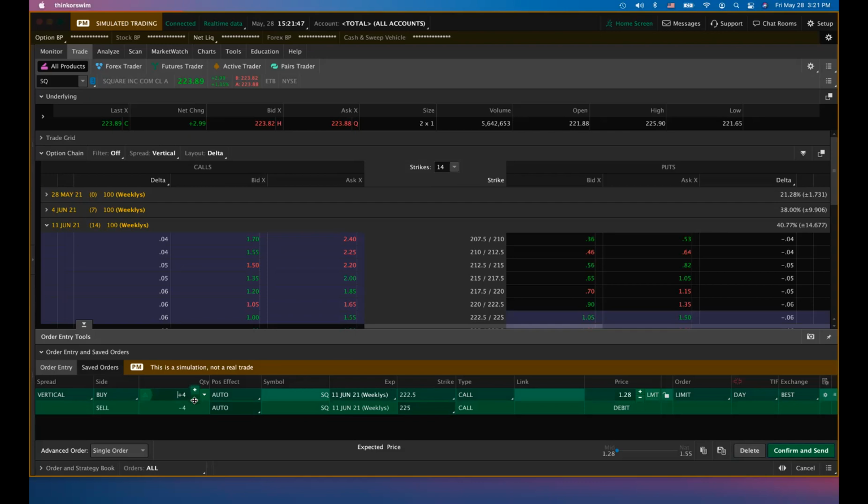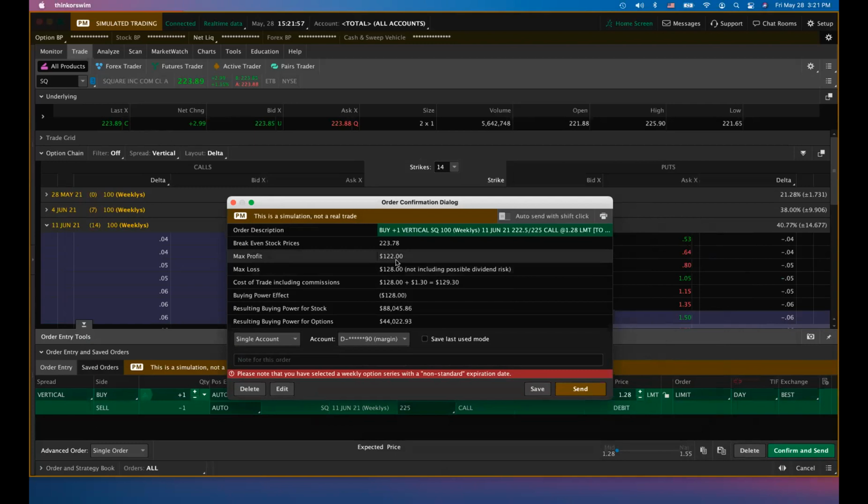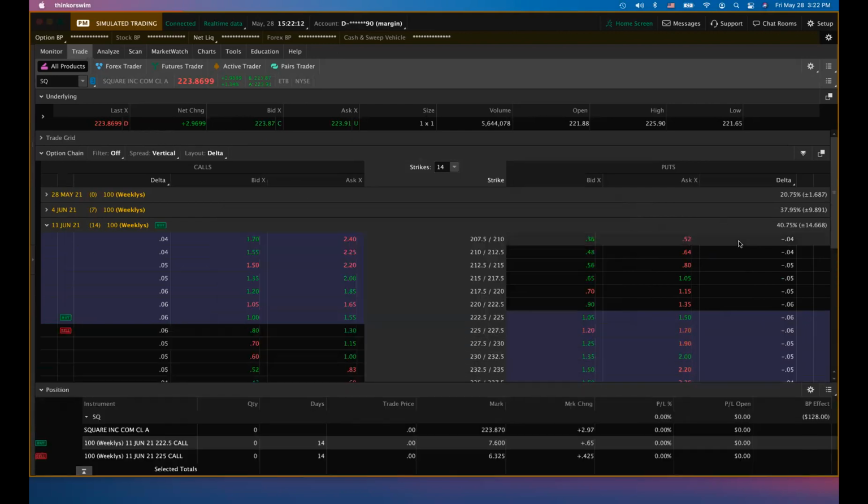Okay, so let's go ahead and just buy one on this one for $1.28, expiring June 21. Confirm and send. Our maximum profit is $122, which is the difference between the width of the spread minus how much we're paying to get into it. Okay, send. This may take a little bit of time to get in. I don't trade Square that often, but we're going to take a look. All right.